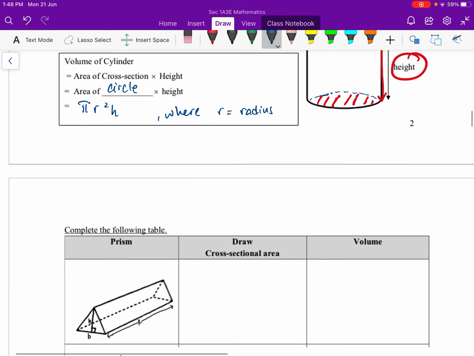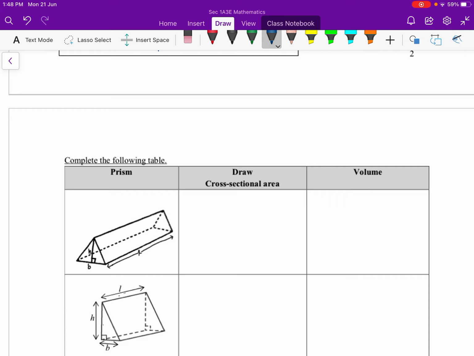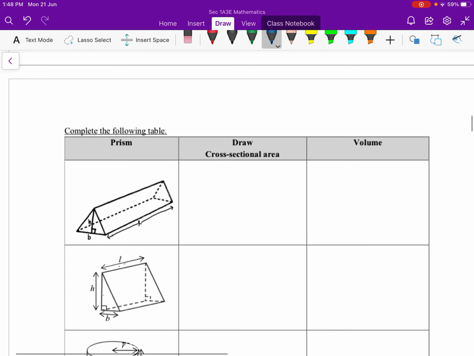Now let's move on to the next part. Complete this table. In this case, prism, triangular prism. Let's give it a name, triangular. Draw the cross-sectional area. For this particular prism, we can see that it has 5 faces. Not all of them are uniform cross-sectional areas. We see 3 rectangles and 2 triangles.